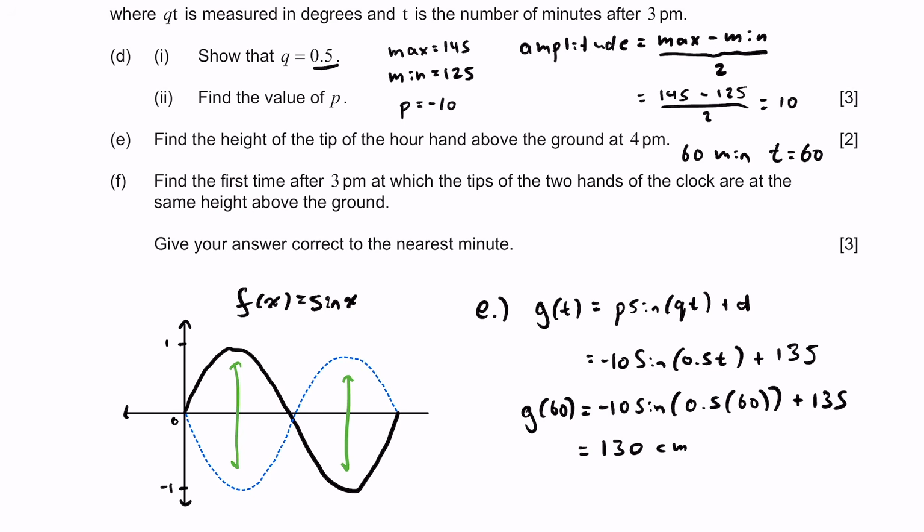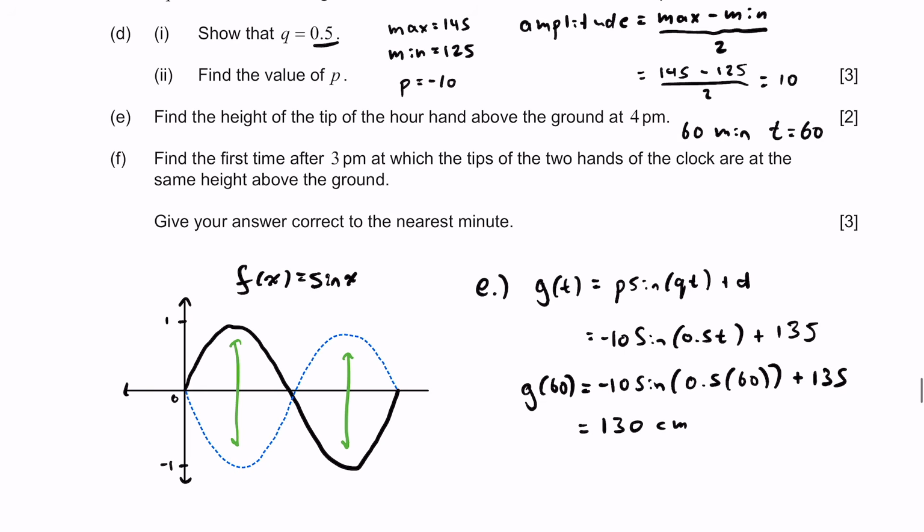Part F. Find the first time after 3 p.m. at which the tips of the two hands of the clock are at the same height above the ground. Give your answer correct to the nearest minute. Okay, this is actually not too bad of a question to end off.